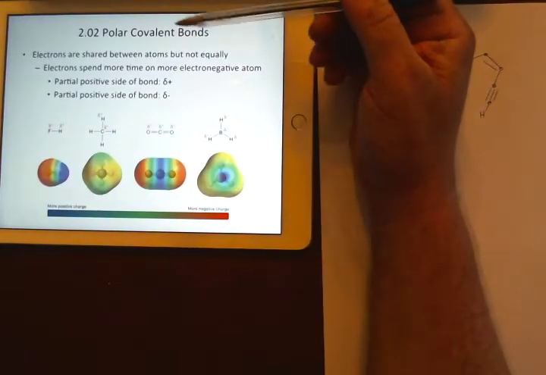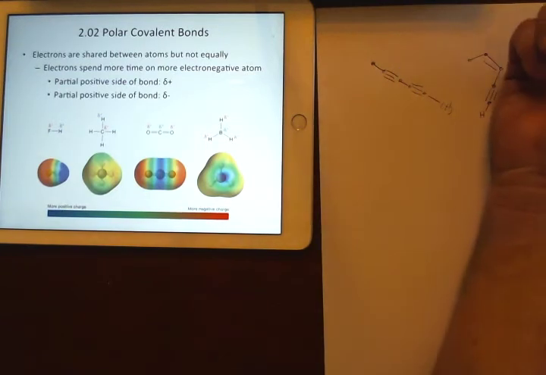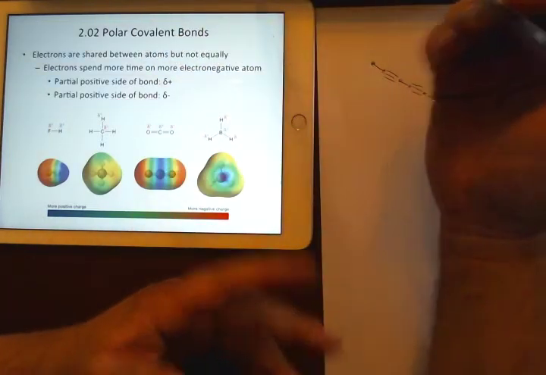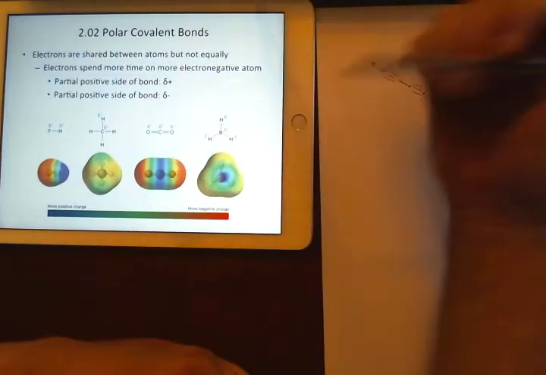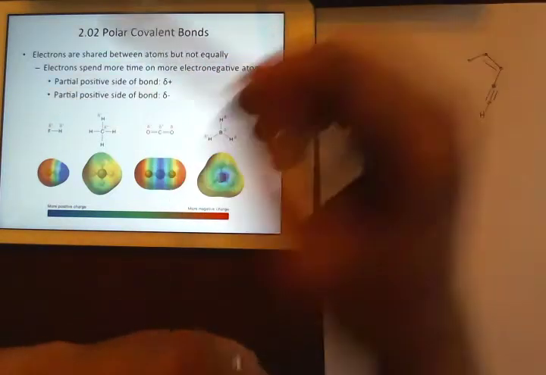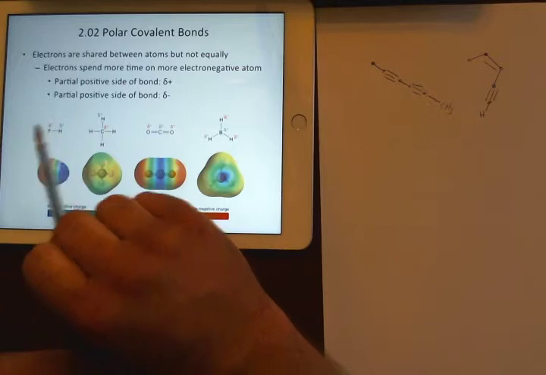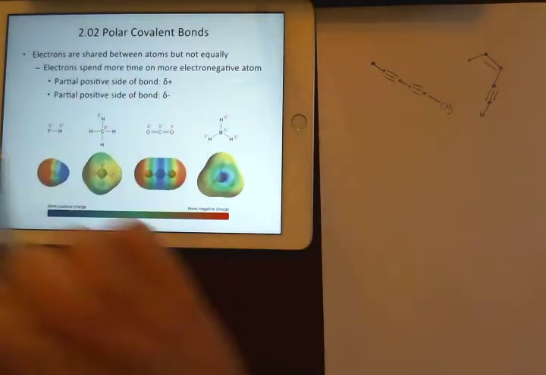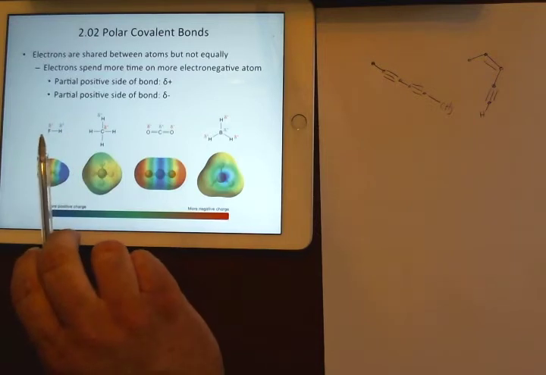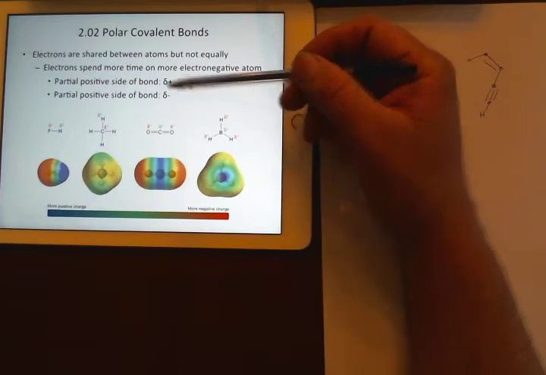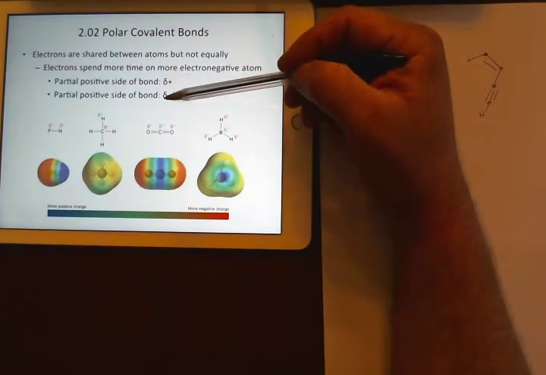So polar covalent bonds. We talked about ionic bonds and covalent bonds last time, but polar covalent is sort of the mix of the two. It's still a covalent bond, so they're still sharing electrons, but the sharing is unequal. Because of electronegativity differences, fluorine's a little more electronegative than hydrogen, and so the electrons are going to spend more of their time down by fluorine, and that makes this side a partial negative and the other a partial positive. We use a lowercase delta with a plus and minus for that.